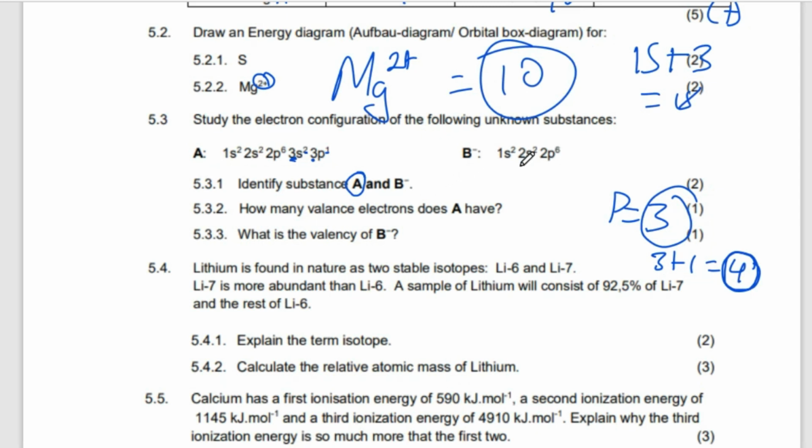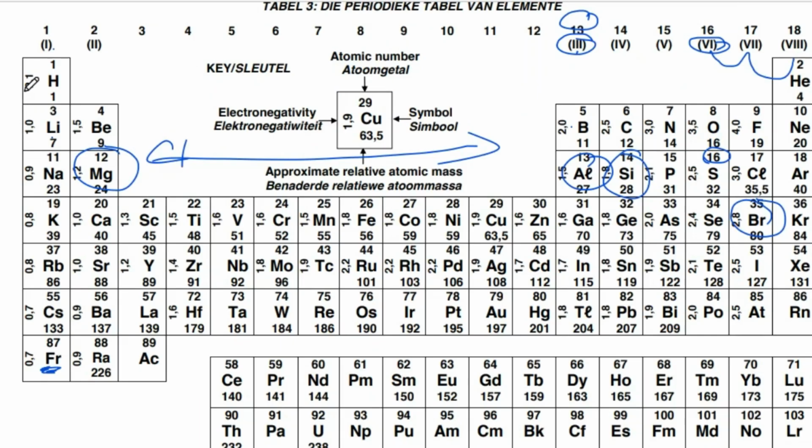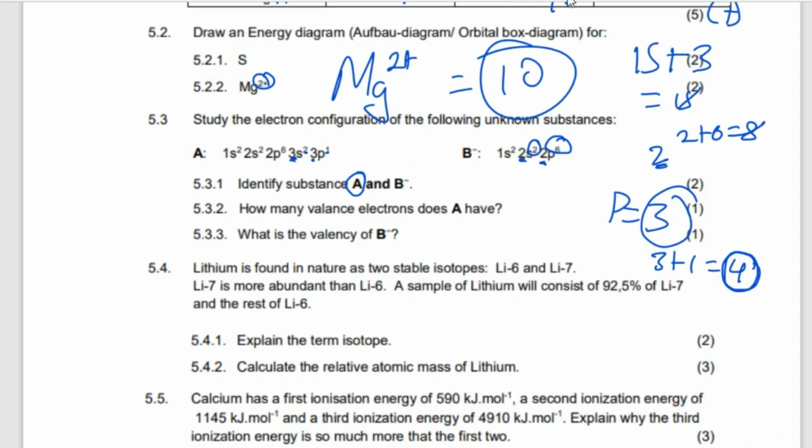Then I go to B, but B has a negative charge. So here it is going to be period 2, but which group? 2 plus 6 gives me 8. So period 2, group 8. I go to period 2, 1, 2. So it's going to be neon. That's how we identify those things.